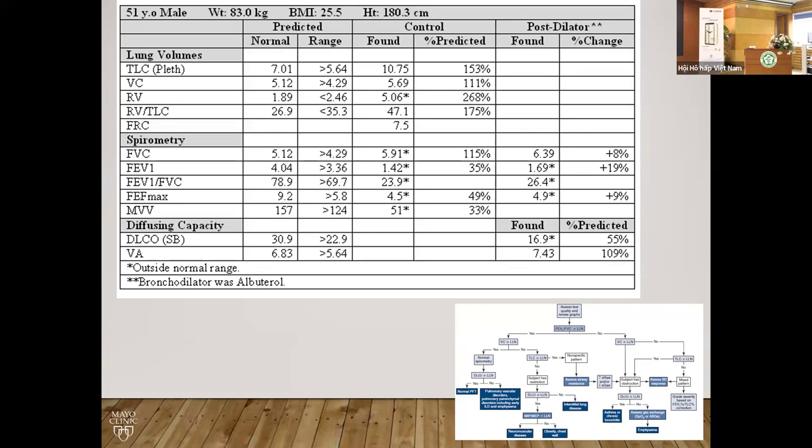I wasn't happy that they actually put the VA in the DLCO flow chart, because you would have already decided on lung volumes whether the lungs were large or small or whatever it may be. So I'm not sure why they included that in the flow chart. Remember, flow charts are there to be helpful, but they can't solve every little unique circumstance. So they're there to be helpful.